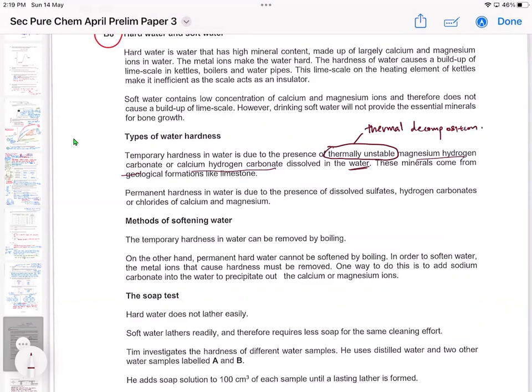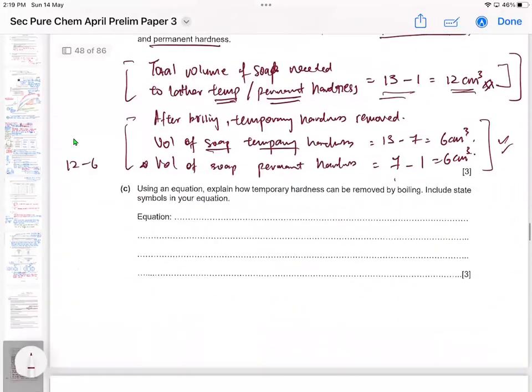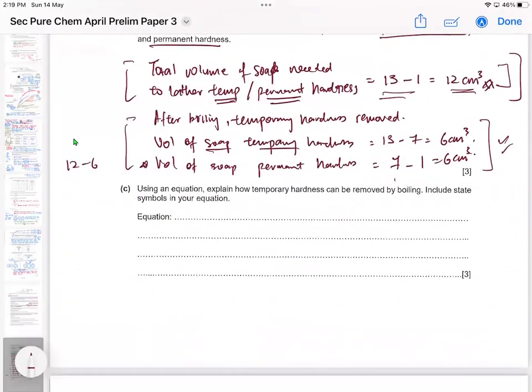And this is thermal decomposition of hydrogen carbonates. So if we have our equation, let's choose the case of magnesium hydrogen carbonate. Hydrogen carbonate has this formula, HCO3 minus. So for magnesium hydrogen carbonate, magnesium with a 2+ charge, we should have this as our final compound. The question says it's dissolved in water, so this will be accorded an aq state.